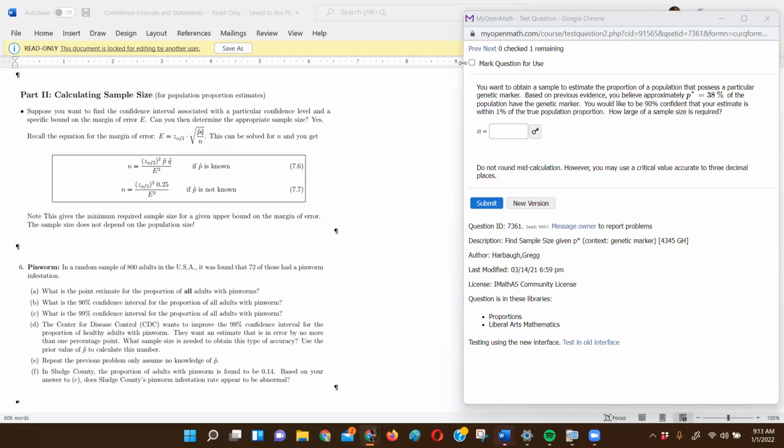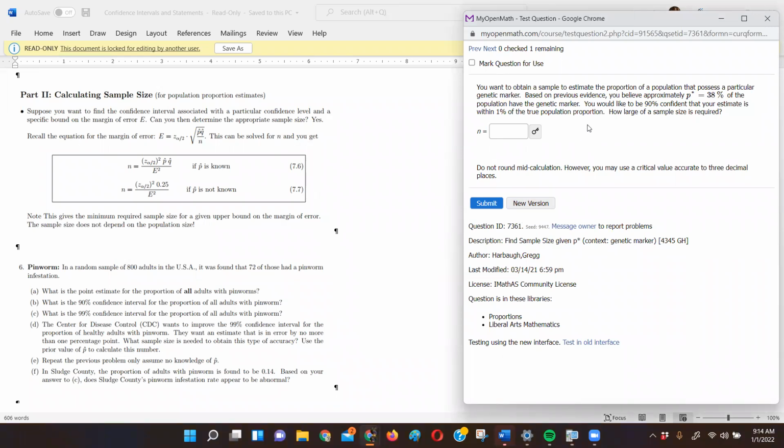Okay, so for this question, they're asking us, let's see, we want to estimate how big a sample, so it's a sample size question, that's why I chose this. So how large of a sample is required if we know, based on previous evidence, that 38% of some population has some genetic marker, right?